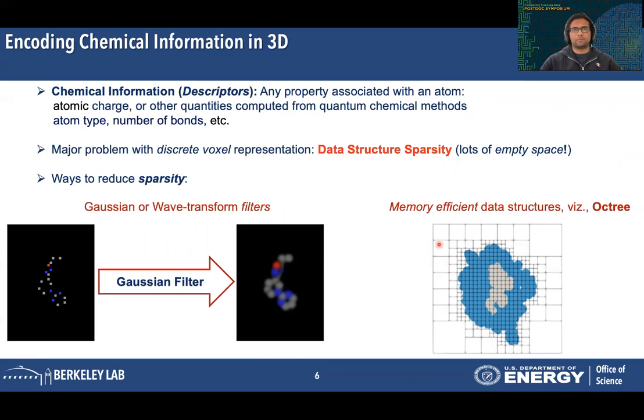Additionally, we also have memory-efficient data structures, which are inherently less sparse than the standard voxel-based data structures. For example, in the octree data structure, as shown in this figure, only the non-sparse regions of a cubic volume are recursively partitioned into finer resolution octants, due to which the sparse voxels are relatively fewer in number.